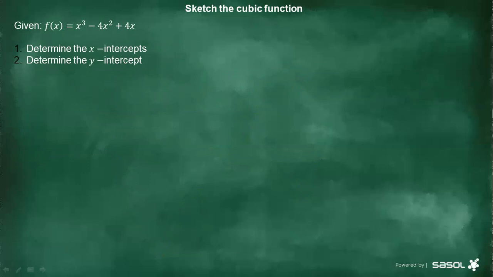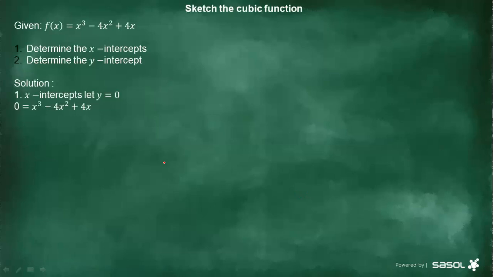Now let's get into the sketching of a cubic function. The first question says, given f of x equals x cubed minus 4x squared plus 4x, determine the x-intercept. Let's see how we determine the x-intercept. You let y equal 0. You can see y is equal to 0 in this one, so that we can factorize this cubic.